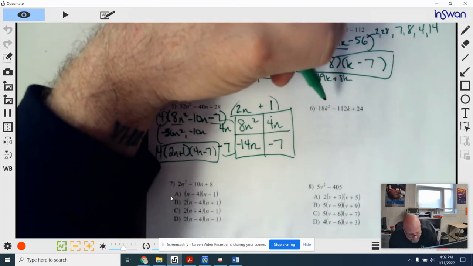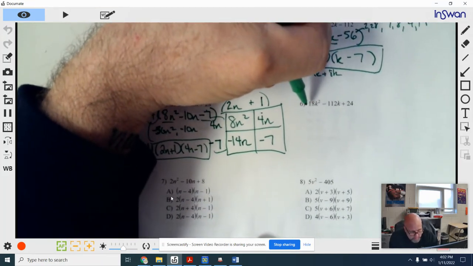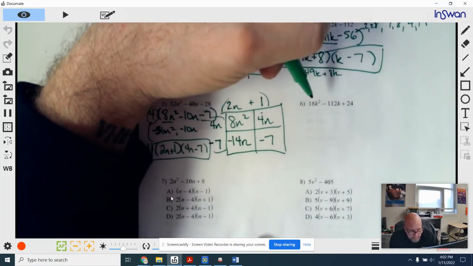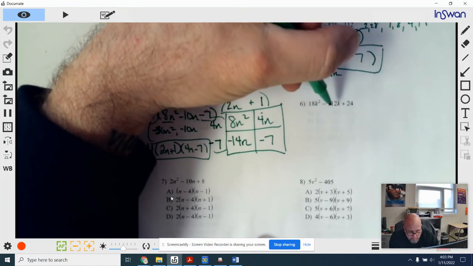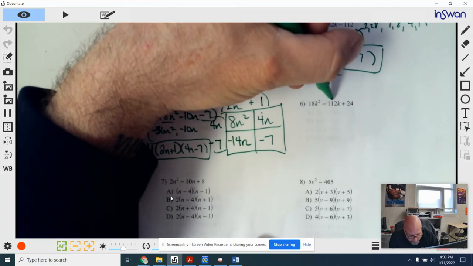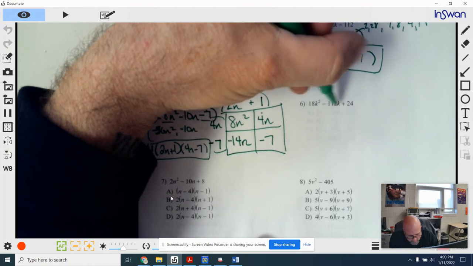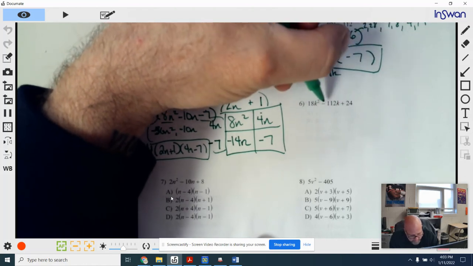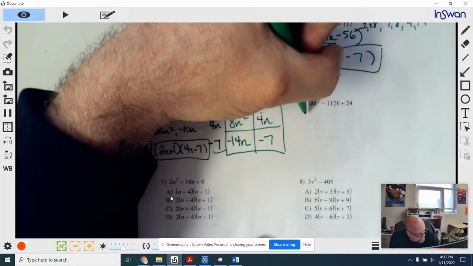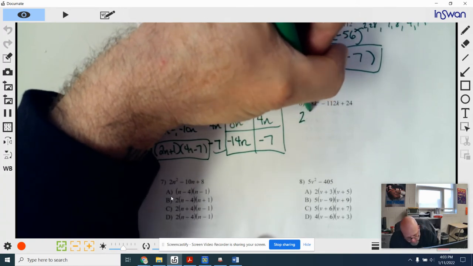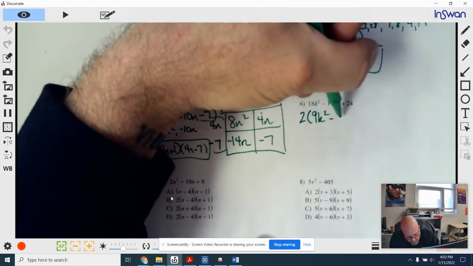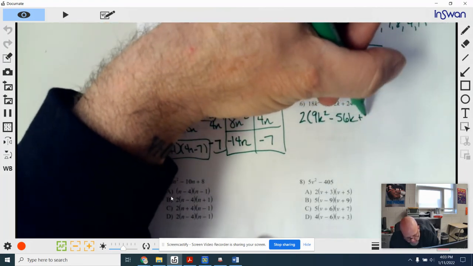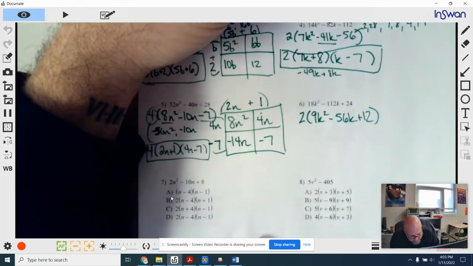Okay, number 6. Checking out number 6 here, we see, yes, they're all even. Okay, can anything else go into it? A 3 goes into this one. It goes into 24. 112, well, if I take 1 plus 1 plus 2, that's 5. 5 is not divisible by 3, so 3 doesn't work. So it looks like it's probably just going to be the 2 that I can pull out. So I'm going to pull a 2 out, which means I'm left with 9k squared minus 56k plus 12.